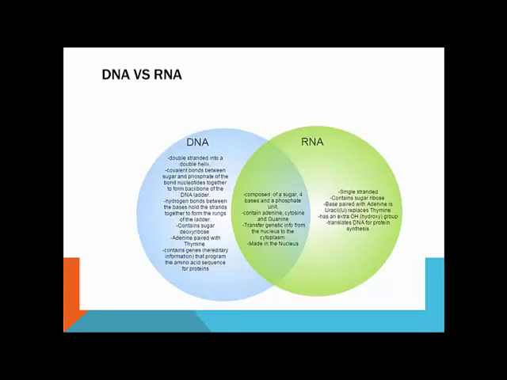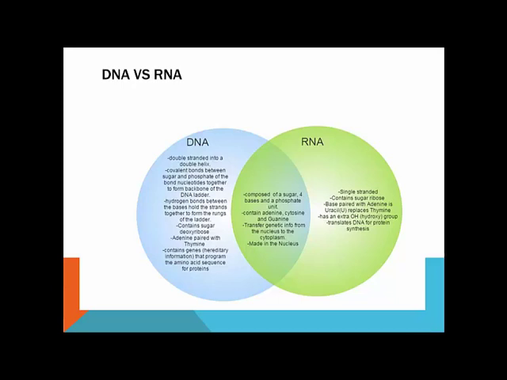The following Venn diagram compares DNA to RNA. As seen in the last slide, DNA is double-stranded while RNA is single-stranded. Both contain the bases adenine, cytosine, and guanine. They are different by one base. DNA has thymine and RNA has uracil.